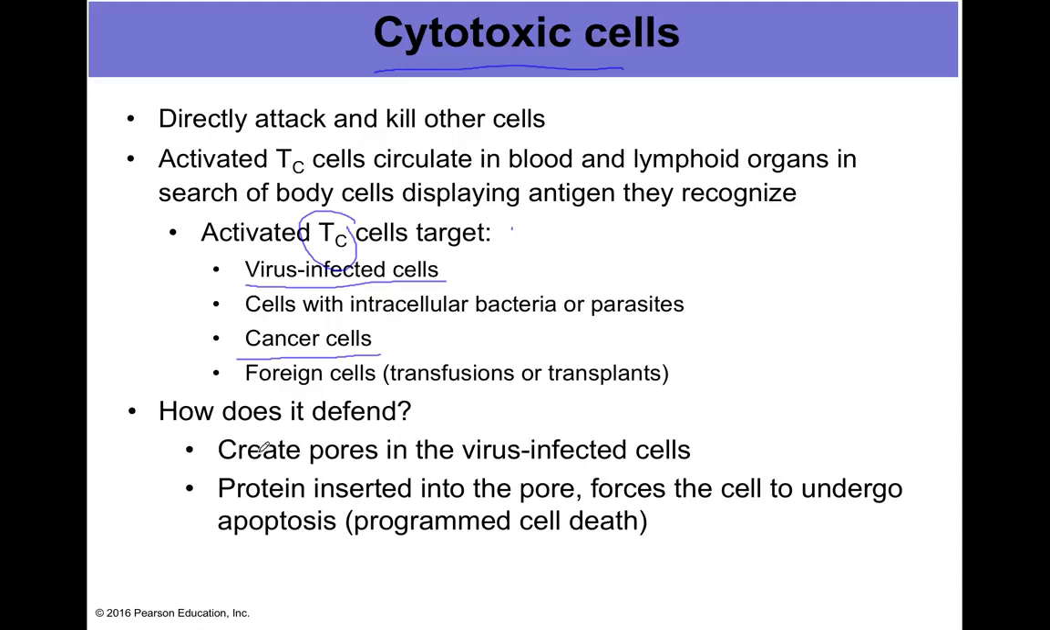How does your cytotoxic cell actually affect and destroy these cells? As I mentioned earlier, they create pores inside the cell, and these pores are basically a signal for the cell to destroy itself or cause cell death through a process called apoptosis.